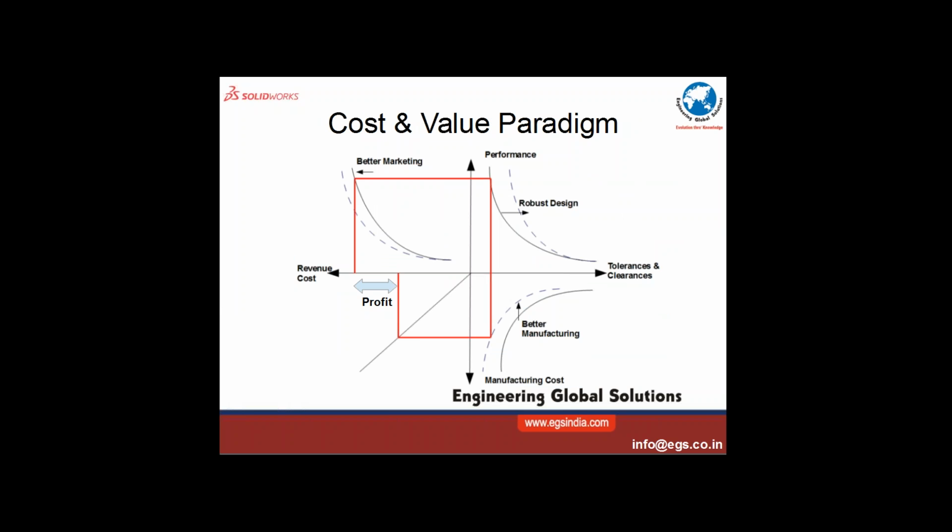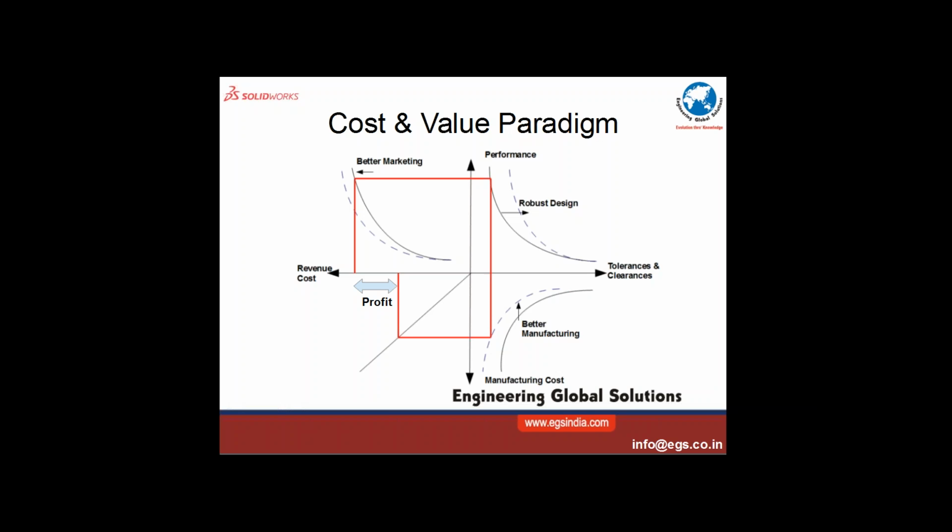The first quadrant refers to the robust design practices with performance and the tolerances as the metrics against which it is measured. Quadrant number 2 deals with better marketing and the revenues that come along with it, while quadrant number 3 is nothing but a linear graph because both the ordinate and the abscissa are cost. And the fourth quadrant deals with the better manufacturing processes with the manufacturing cost going up as a result of tightening of the tolerances or the clearances.